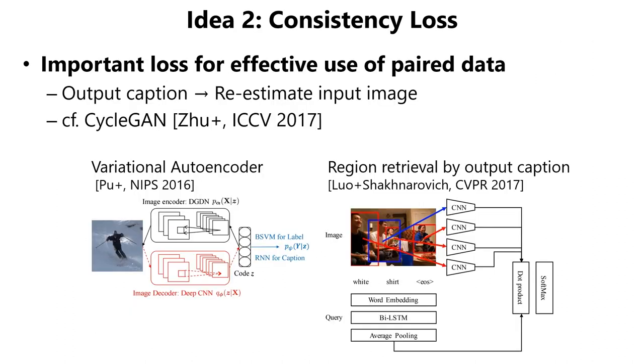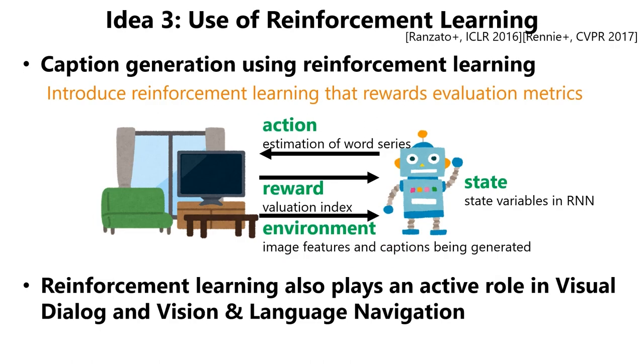The next idea is consistency loss, which was introduced earlier. This is a loss that occurs when the method goes back and forth between pair data. The third one, which was also introduced in the middle of this talk, is the use of reinforcement learning. For example, in caption generation using reinforcement learning, the estimation of the word series can be considered as actions, and the evaluation metric itself can be used as a reward to optimize the captioning method.